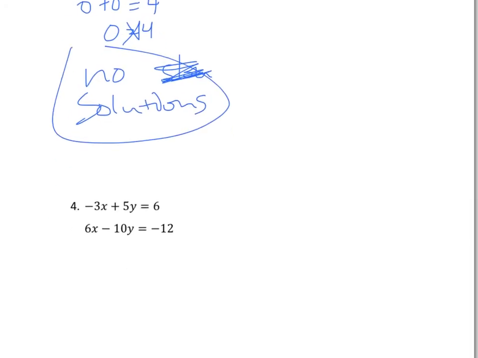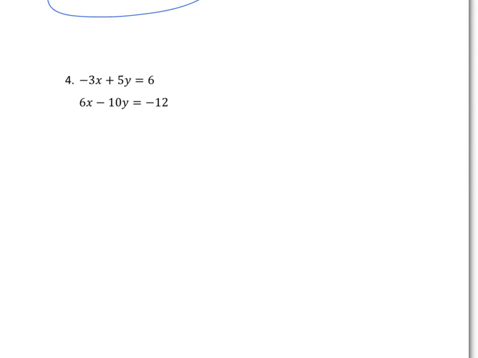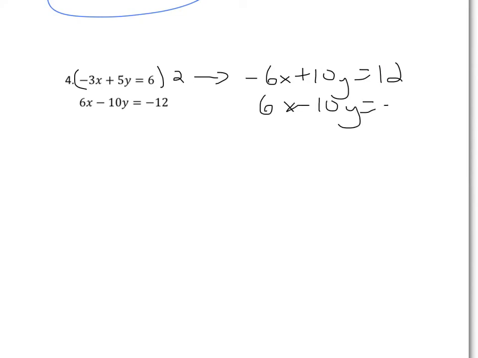All right, and finally, another way to think about this is whether or not these two equations are written the same way. Okay, if you look at these two equations that are here, you might notice that there is a connection between these two equations. If you were trying to do elimination, you would multiply this top equation by 2, right? Well, if you do that, it's going to become negative 6x plus 10y equals 12. Okay, and this bottom equation is written as 6x minus 10y equals negative 12.